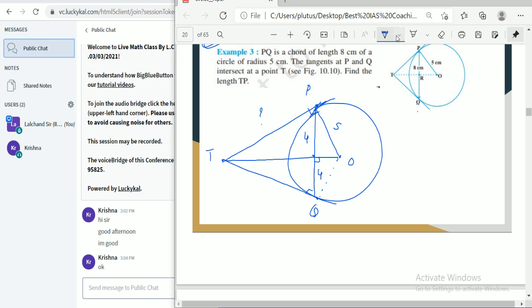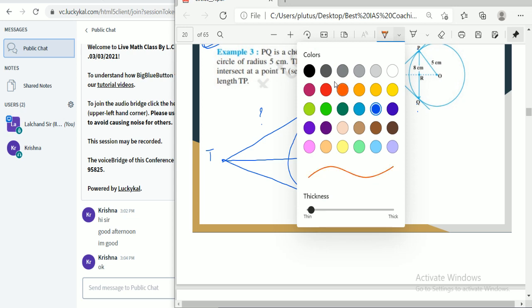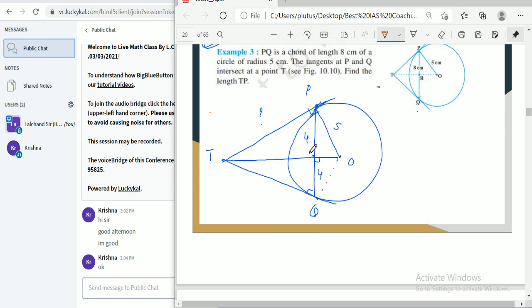Let us give some name to the unknown side. Let's suppose this point is A. So the OA distance is, let's suppose, x unit and the TA distance is y unit. Now we have two right angle triangles, because this angle is also a right angle. The first right angle triangle is PAO and the second is PAT. Now by using Pythagoras in these two triangles, can you find the length of TP?